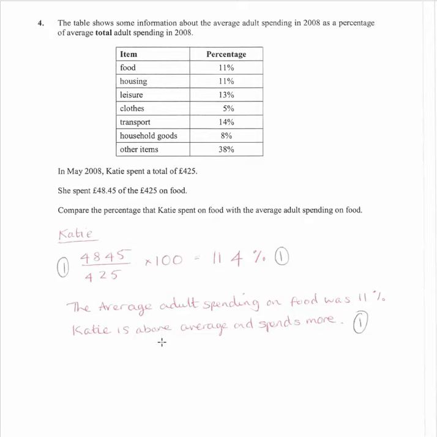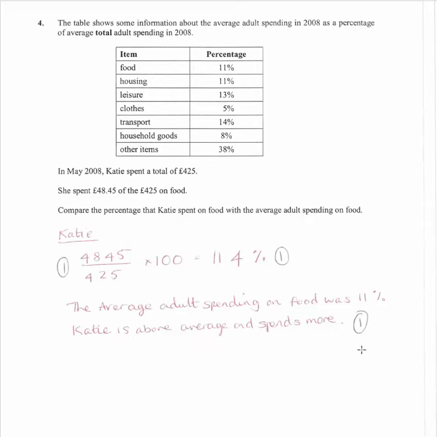It says compare, which means you need to put a comment in. Now, you can spin it both ways. You can say it's pretty much the same as average. The average adult spending on food was 11%. Katie is above average and spends more. Yes, she spends more. Okay, fine. That gets a mark. You could also say it's only 0.4 extra. It's about the same as average. Her spending is about average. As long as you make a reasonable comment based on the figure you've done here, then you'll get the mark.